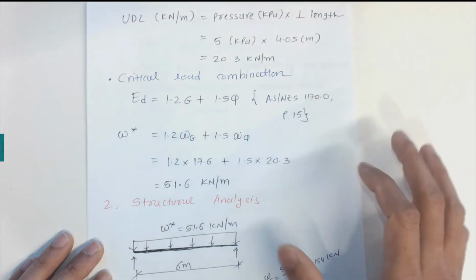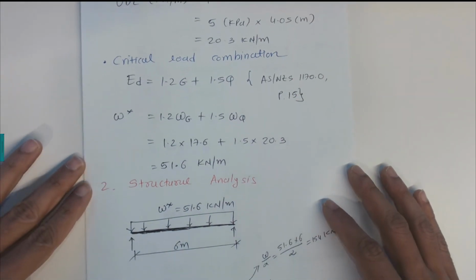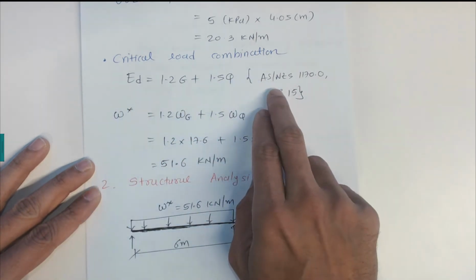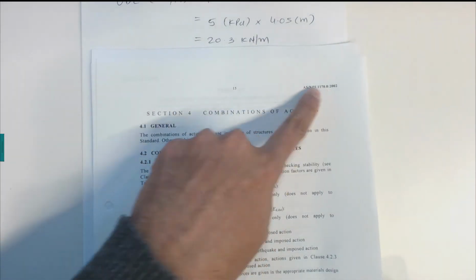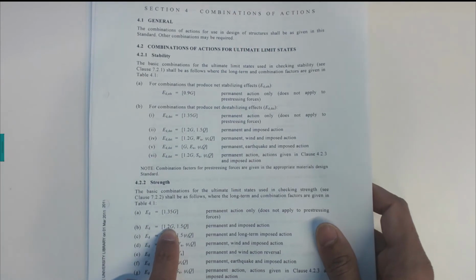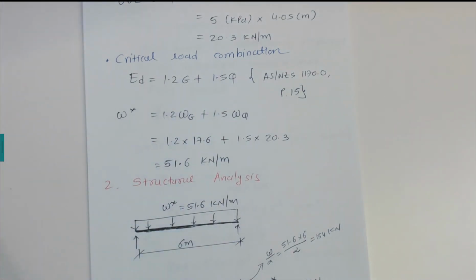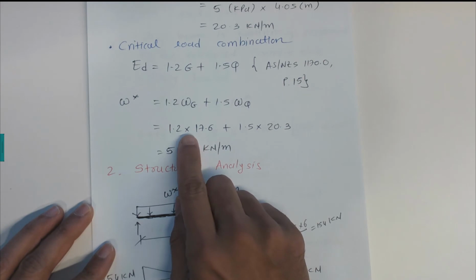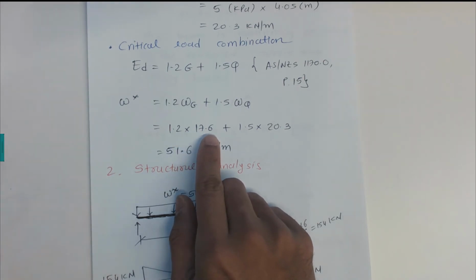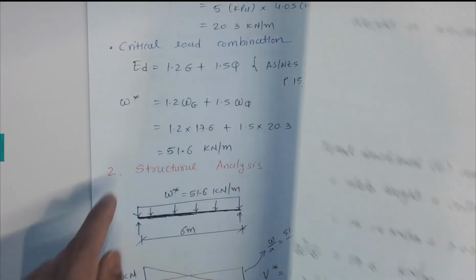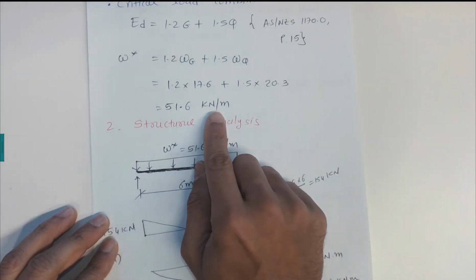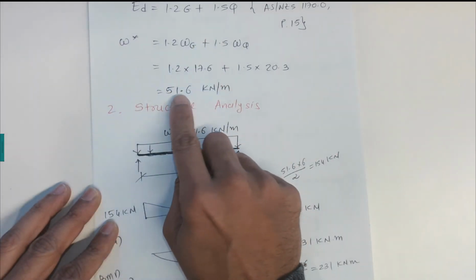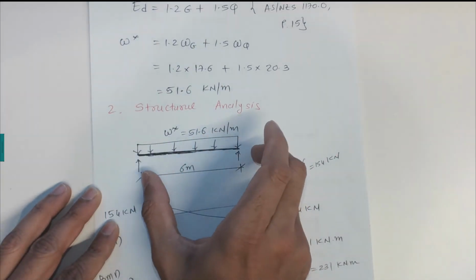Now we have a dead load and live load, and we need to combine them. We have critical load combinations given in the Australian standard AS/NZS 1170.0 on page number 15. For strength, we have 1.2 times dead load plus 1.5 times live load. So that's the equation that I obtained from this Australian standard. So 1.2 times the dead load 17.6, which we calculated, that I substitute here, plus 1.5 times 20.2, that's the live load, is equal to 51.6 kilonewton per meter. That is W, the uniformly distributed load. That is the total load carried by this beam A.